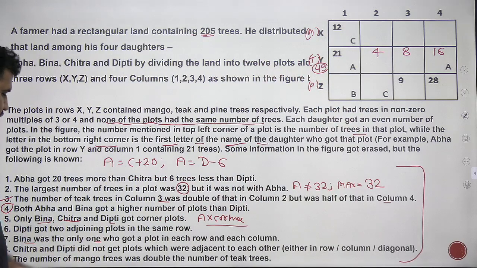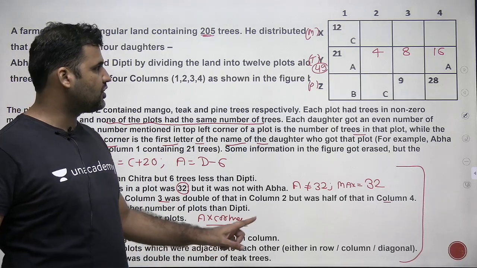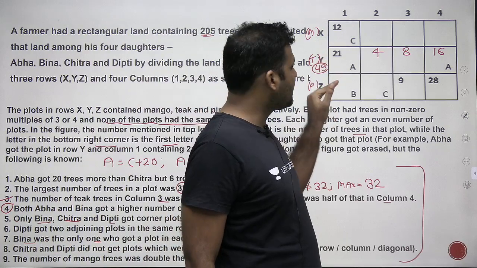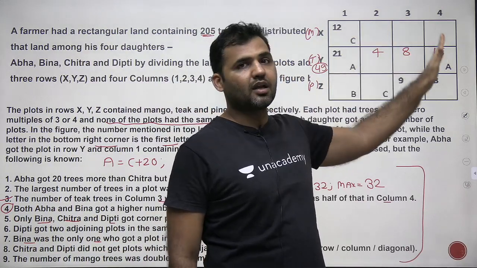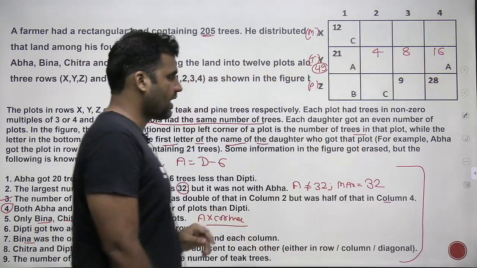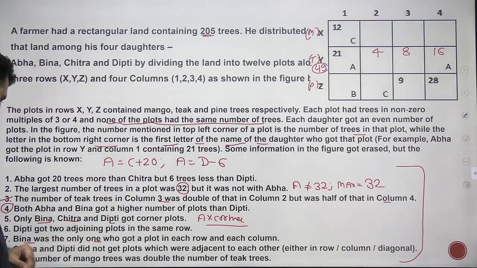Bina was the only one who got a plot in each row and each column. So Bina is supposed to be present in each of these rows as well as in each of these columns. Again, a point that cannot help us in finding out the number of trees at this point of time.